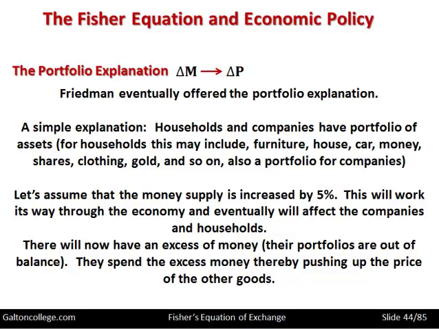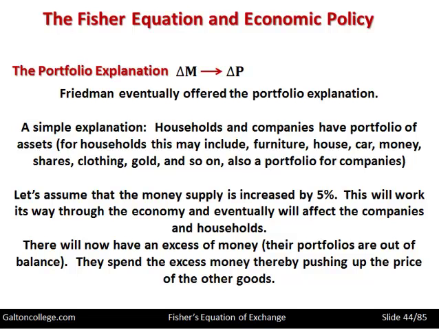So we feel very much balanced. Now let's assume that the money supply increases by, say, 5%. This will work its way through the economy. The banks will get the 5% and they will lend it out to companies and households and so on, and eventually this extra 5% will come to the companies and the households. Now there's more money in the economy, but that will lead to an excess of money.